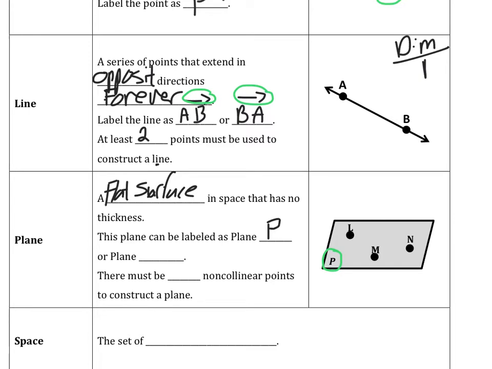We can also use any 3 points on the plane, and we would name it plane LMN, and you can adjust those letters to be in any order. There must be 3 non-collinear points to construct a plane, and we'll talk about what non-collinear means in a minute.